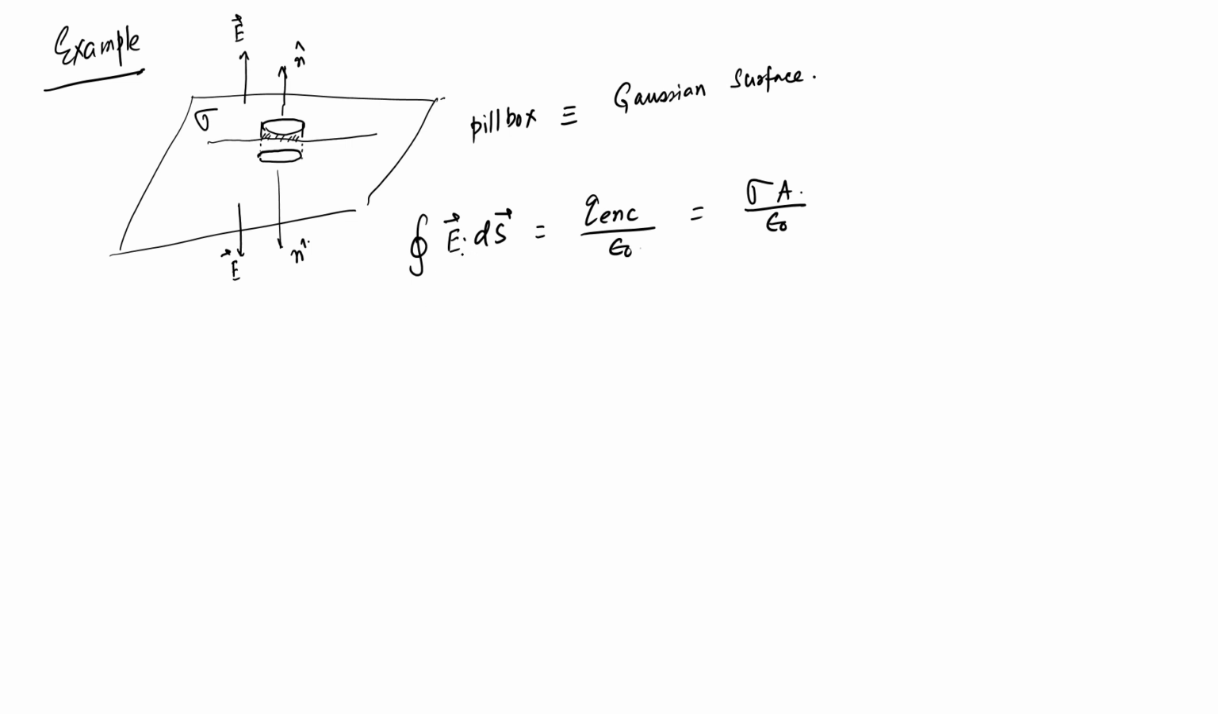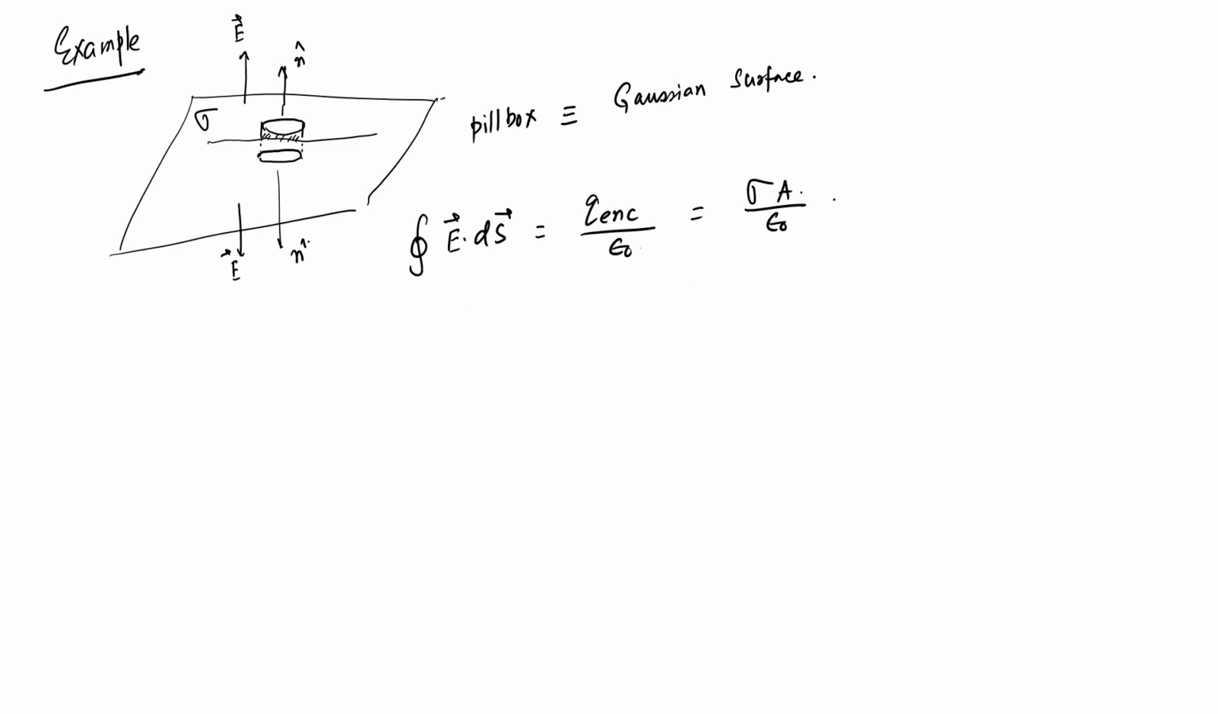So, we are now convinced that for this pillbox the curved surface does not contribute, and the top and the bottom do. So, E dot ds is really equal to twice A times E, which is equal to sigma A by epsilon 0. We do not need to write the dot product, we can simply write it as A, because we know that E and ds are along the same direction, so the dot product is just like a scalar.